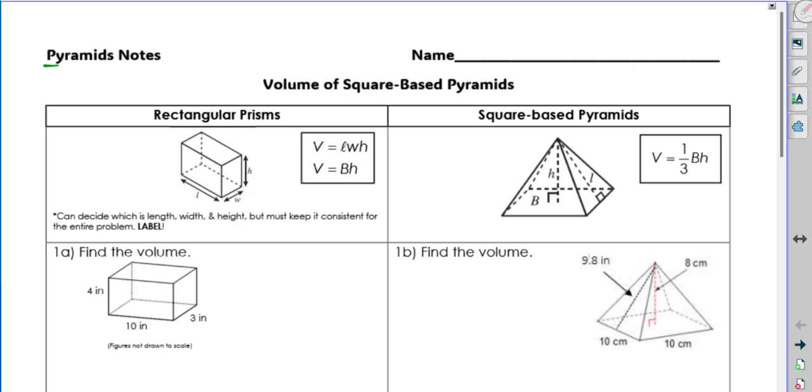Here we're going to learn about pyramids. So a pyramid has some sort of shape on the bottom, and we have triangles going around the outside connecting at that peak at the top. That's what a pyramid looks like in general.